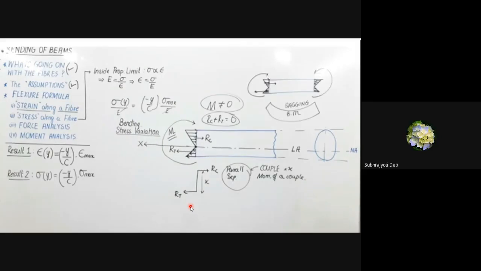The same thing. This is the thing I have already told you. If the beam is bent in this way, this is known as sagging of the beam.